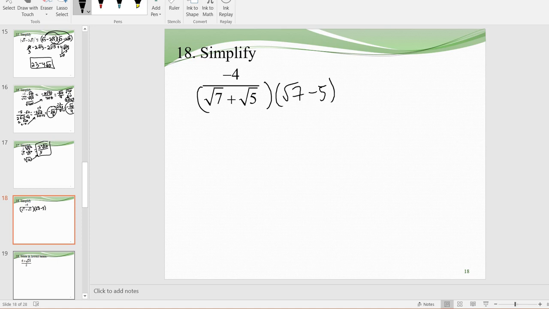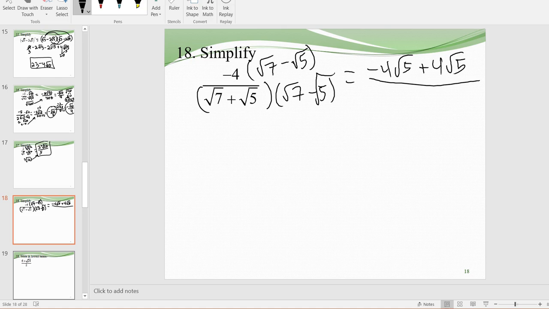And I cannot just do that to the radical there. Remember, what I do to the bottom, I must also do to the top. So the top becomes negative 4 root 7 plus 4 root 5 all over 7 minus root 35 plus root 35 minus 5.